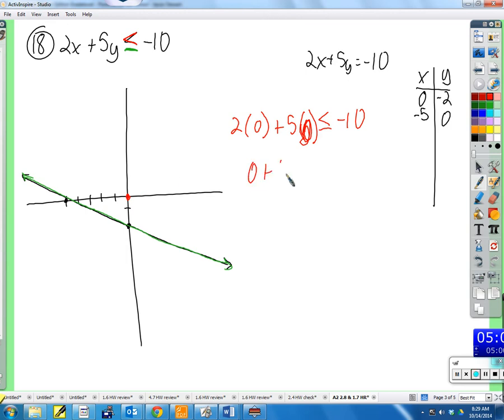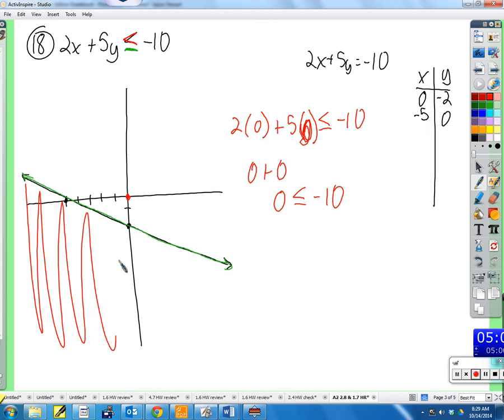So we get 0 plus 0, 0. Is that less than or equal to -10? No, 0 is bigger than -10. So this point didn't come from the shaded area, so the shaded area must be down here. Pick that point of 0, 0 and test it. If it's true, then it was from the shaded area. If it's not true, then it's from the not shaded area.